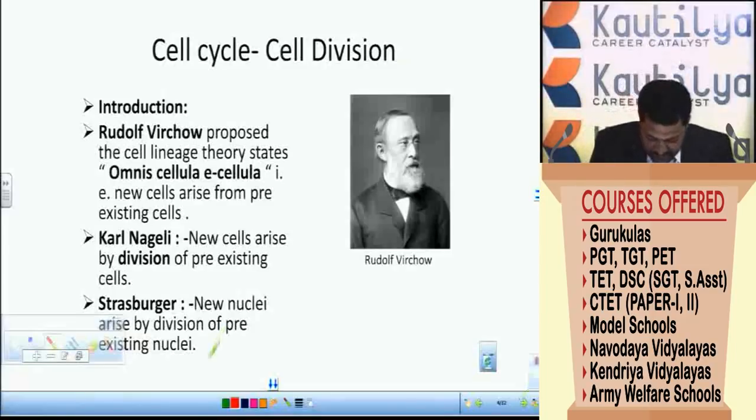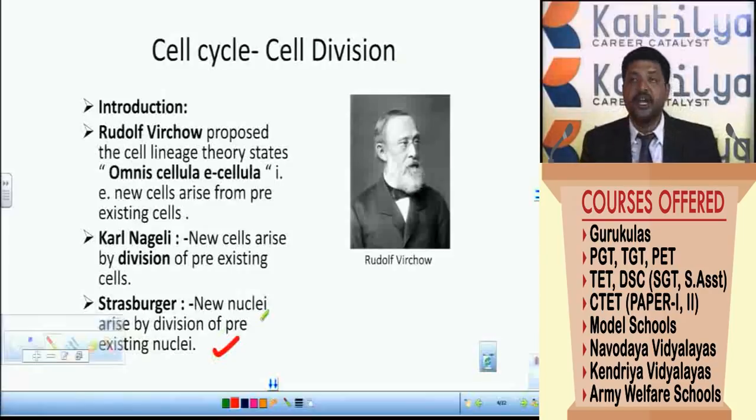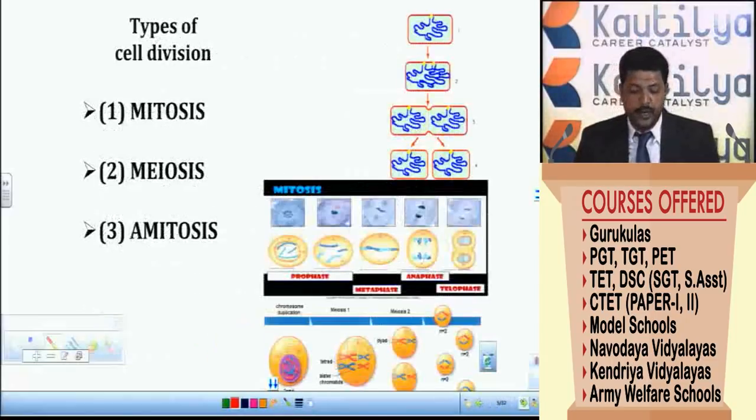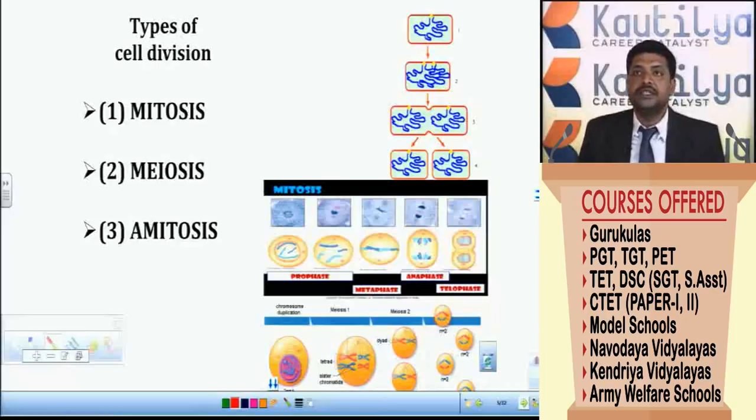And we have Strasburger here. Not only cells, the new nuclei are also formed by the division of existing nuclei. The types of cell division we observe in living organisms are of three types. The division without association of spindle fibers is known as amitosis. The division associated with spindle fibers is mitosis and meiosis. Mitosis is equational or homeotypic division; there is no reduction in the chromosome number.